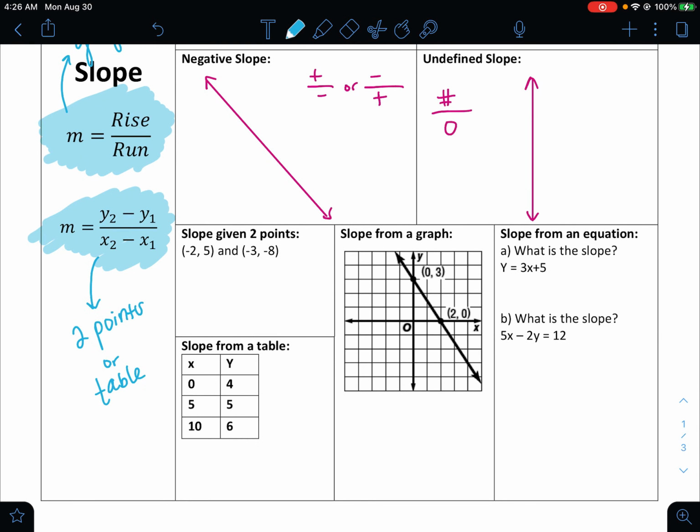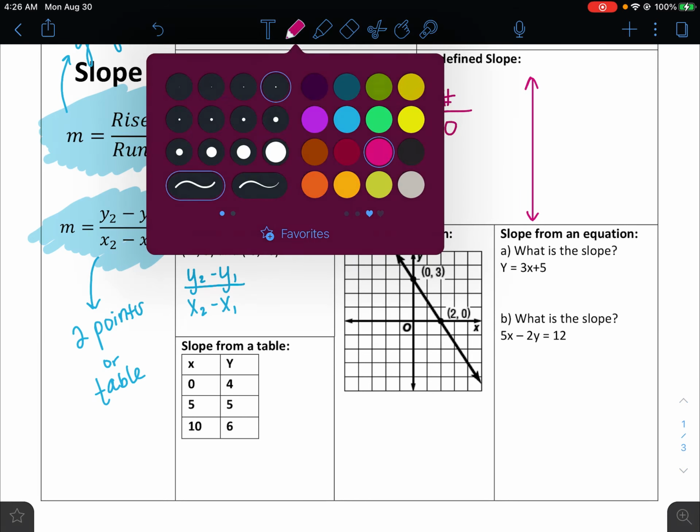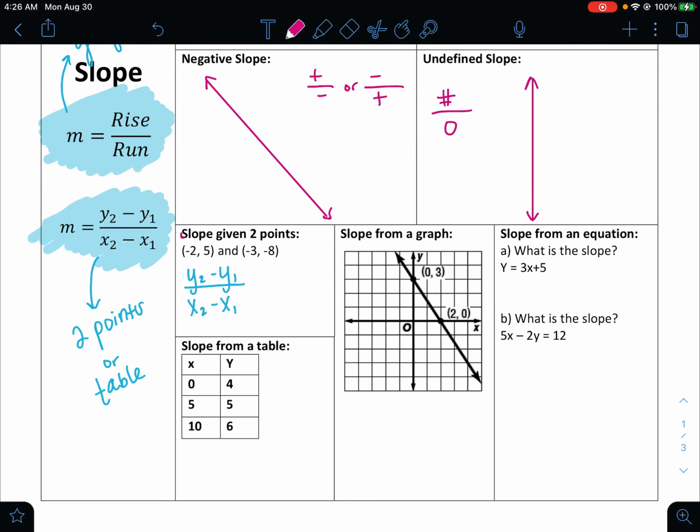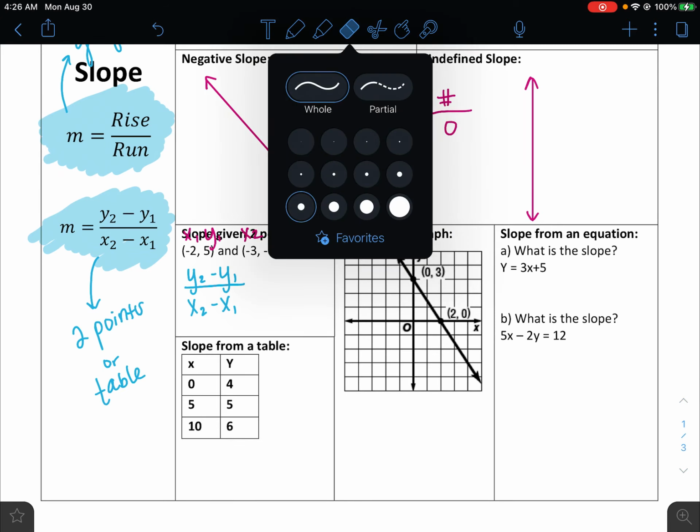All right, so slope given 2 points. So we're going to go ahead and use the slope formula, y2 minus y1 over x2 minus x1. And let's go ahead and label these points up here. We can call this negative 2 x1, and then this 5 is y1. This negative 3 is x2, and this negative 8 is y2. And then we can just kind of plug those in.